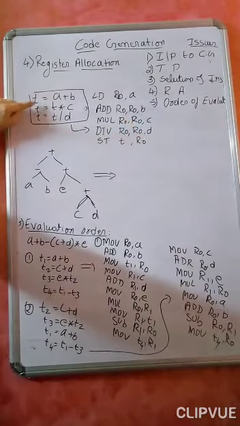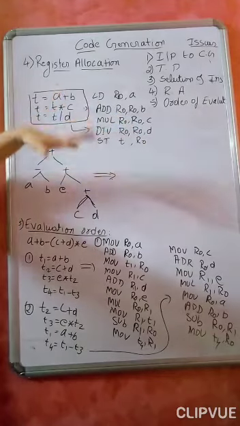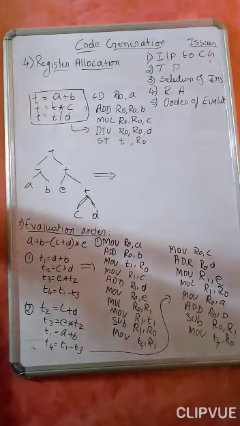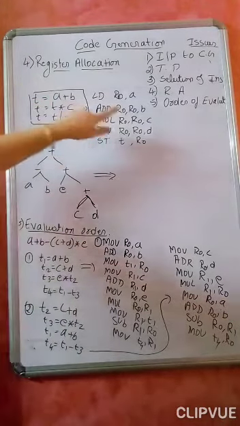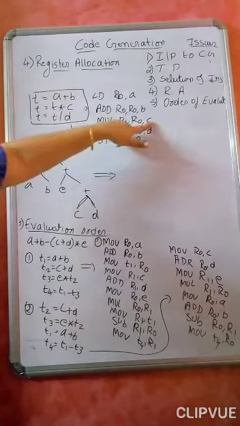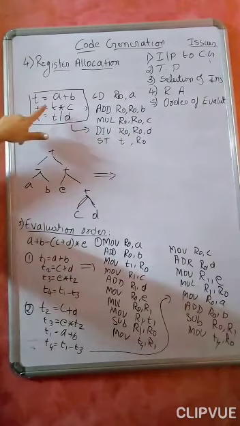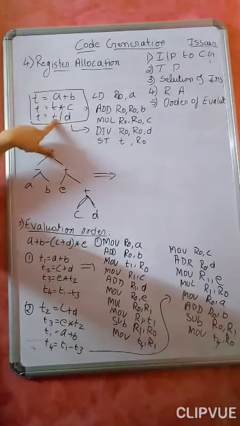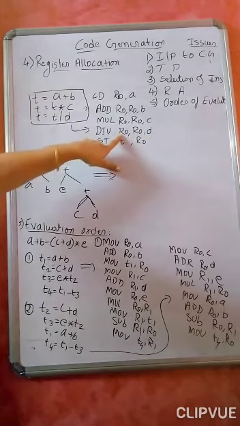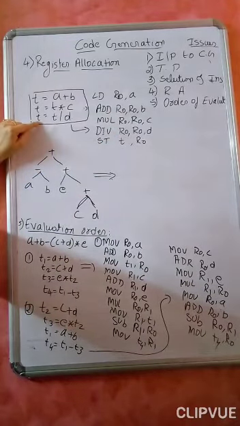Now again, the same T: the result is in R0. What is there in R0? A plus B. Again I use that to multiply with C. Therefore I use the same register, where A plus B is, and multiply it with C. Again I store it in the same register R0. Now that same T will be utilized here, so again I use the same R0 and divide with D. Again it is stored in the same register R0. Finally I want the result in the variable t.